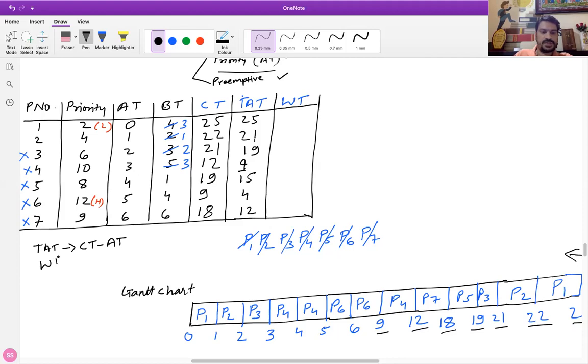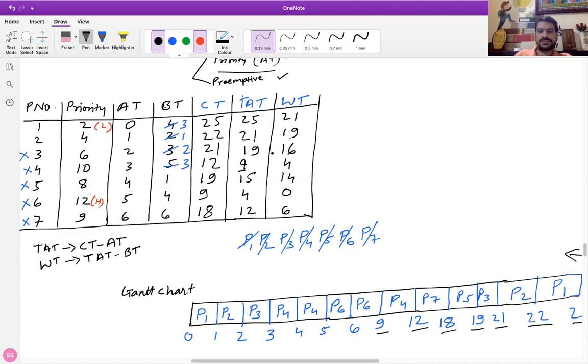Let's go for the waiting time. What is the formula for waiting time? It is turnaround time minus burst time. It will be 25 minus burst time 4, it will be 21. 21 minus 2, it will be 19. 19 minus 3, it will be 16. 9 minus 5, it will be 4. 15 minus 1, it will be 14. 4 minus 4, it will be 0. And 12 minus 6, how much? It will be 6. So these are all the waiting times.